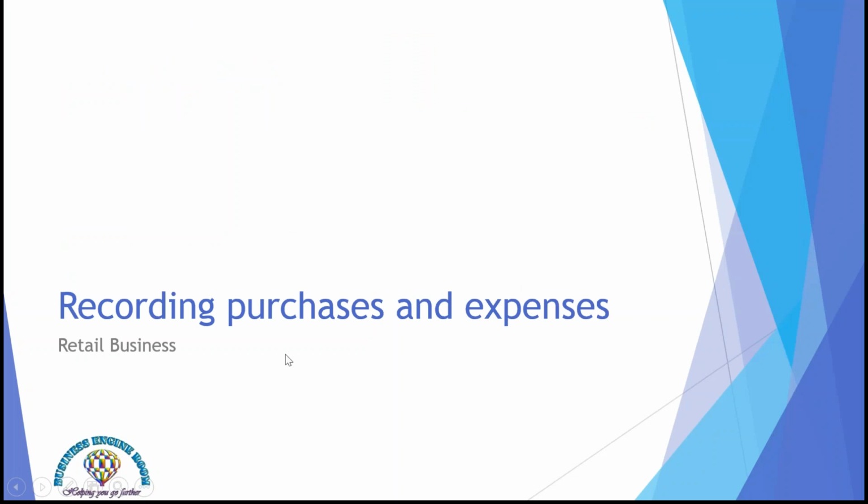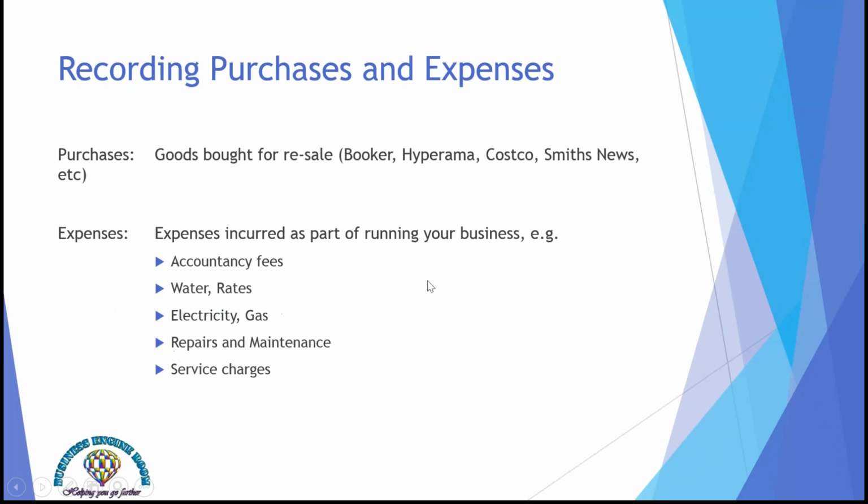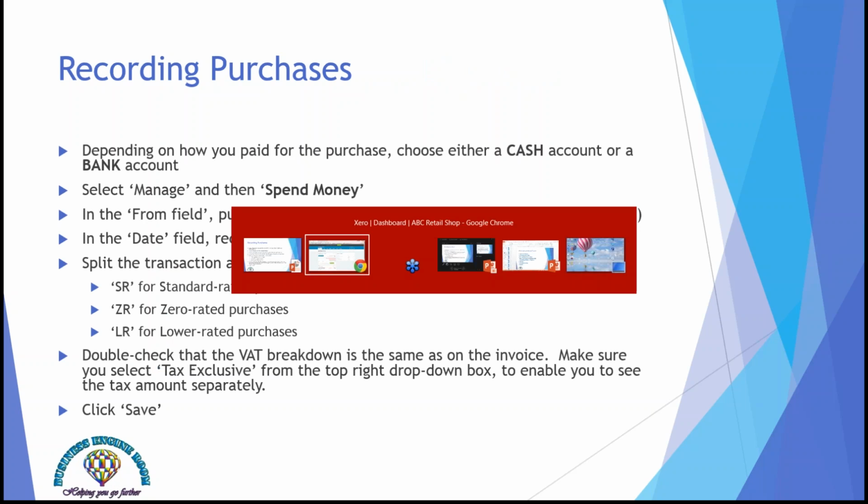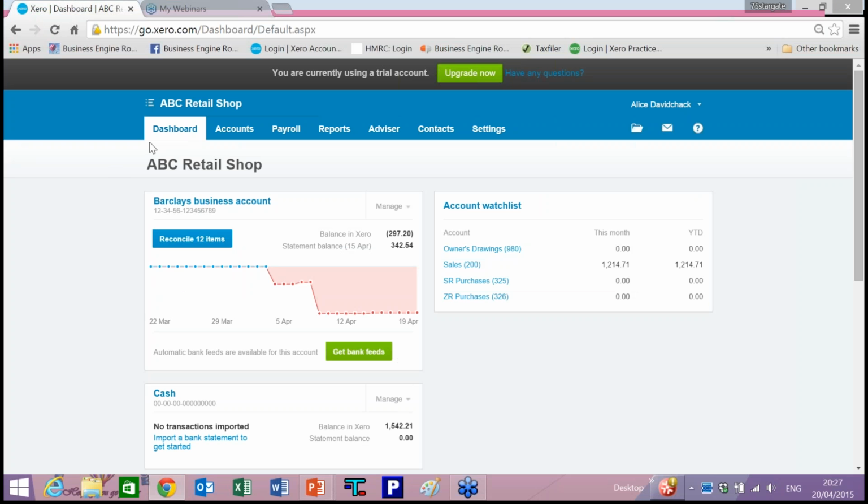Recording purchases and expenses. It's probably best explained on a couple of examples. Purchases are goods bought for resale, so it will be usual supplies like Booker, Hyperama, Costco, Smith's News, etc. Expenses will be everything else that you pay for in the course of running your business, like your accountancy fees, utilities, etc. Okay, the way we record purchases, I'll just run through a couple of examples.